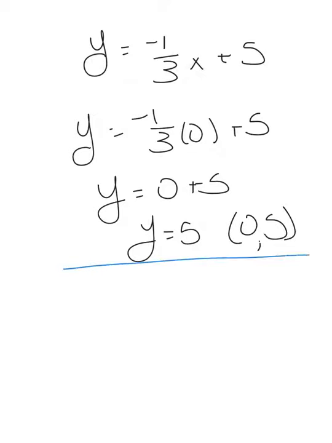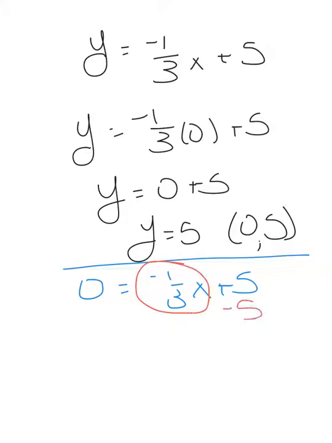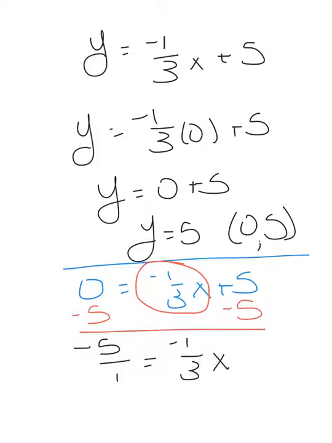To find the x-intercept, we're going to plug in 0 for y. So 0 equals negative 1/3 x plus 5. Circle your 1/3 x. Can't touch it. What can I touch? Opposite of plus 5 is minus 5. 0 minus 5 is negative 5. Negative 5 equals negative 1/3 x.